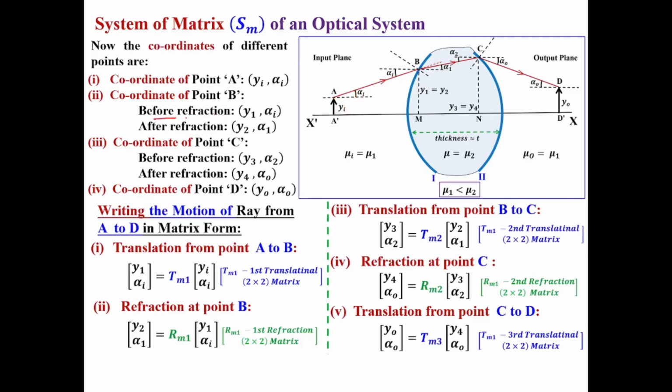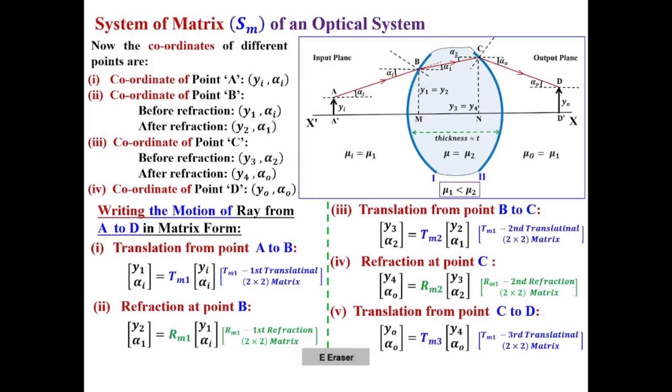Before refraction at point B, the coordinate is y1 and alpha I. If this is alpha I, obviously this will also be alpha I, because this dotted line and this dotted line are parallel with each other. Both are parallel to the principal axis. So before refraction, the coordinate of point B will be y1, alpha I. y1 means this height.